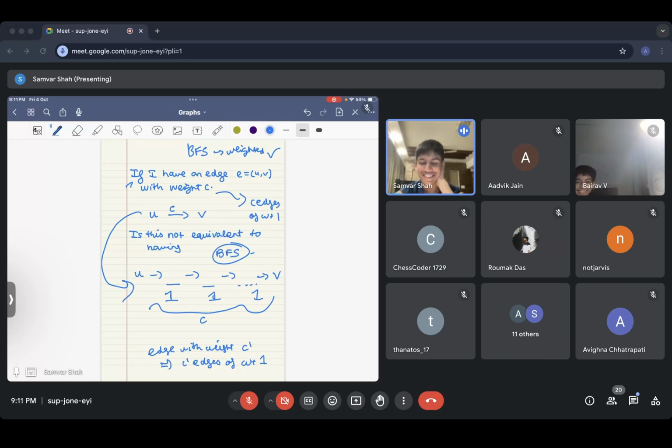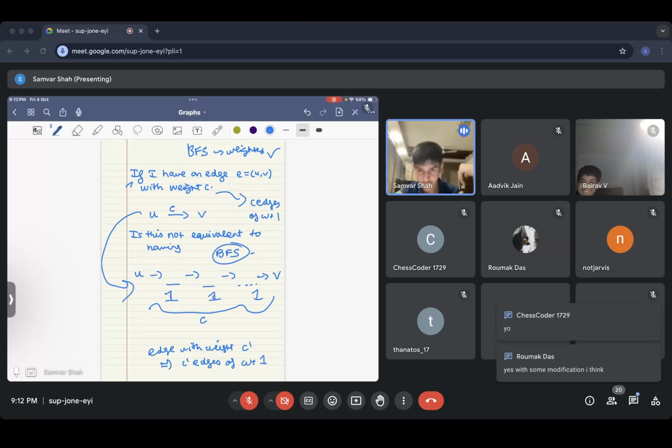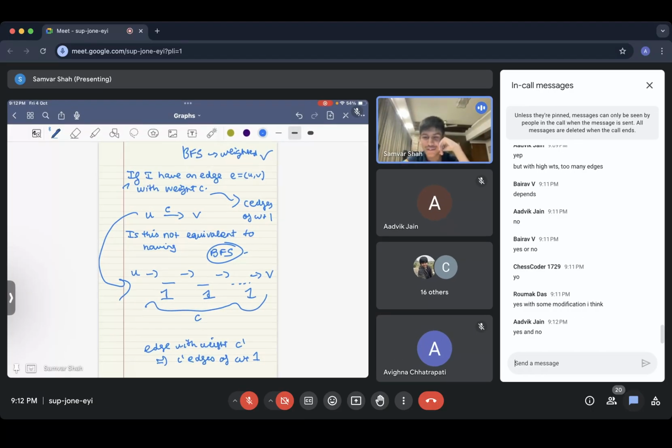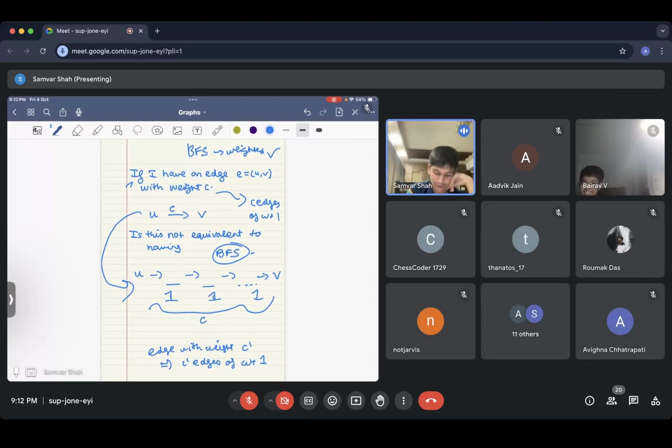This is an interesting question. All of you should try and think. Just yes or no. What do you think? My question is just, does it work? If I convert a weighted graph into unweighted using this method, will BFS work on it? Okay guys, no yes and no answers, just yes or no. Will it work? Yes, with some modification. I'm assuming you mean that the modification is what I explained here, how you convert. Okay, yes.